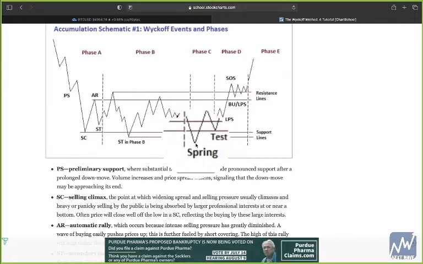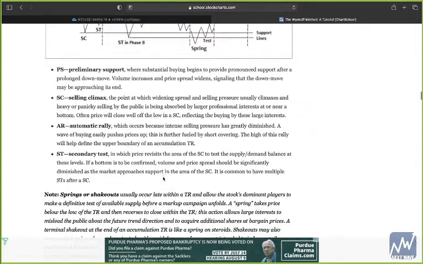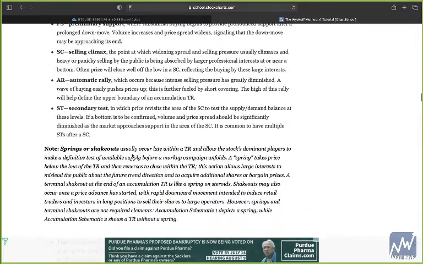We have the spring, and the spring says right here, it usually occurs late within the trading range. It will allow stock dominant players to make a definite test of available supply before the markup campaign unfolds. The spring takes place below the low of the trading range and then reverses within the trading range. This action allows large interest to mislead the public about the future trend.